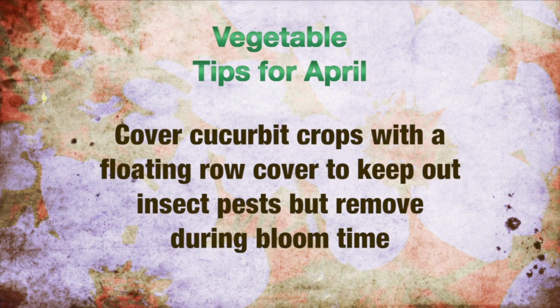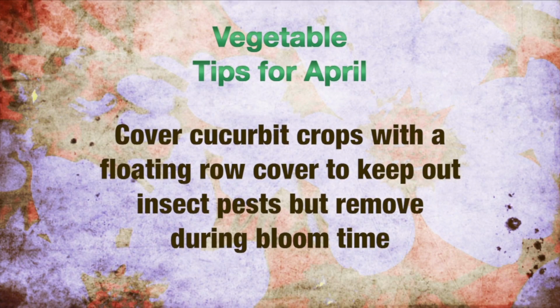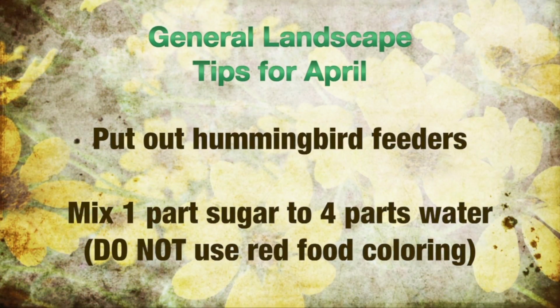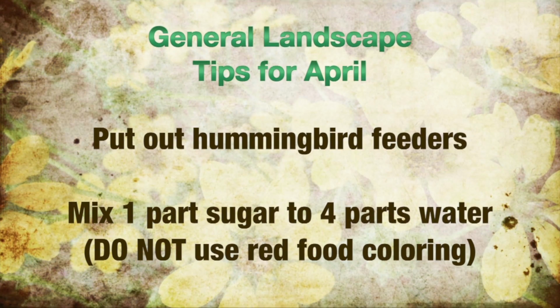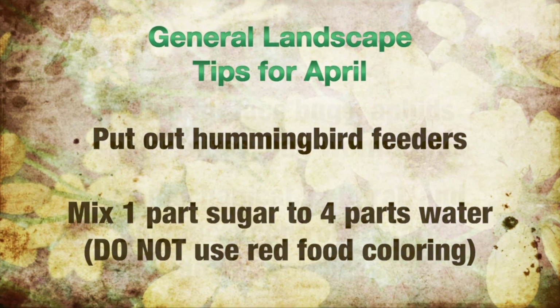Cover cucurbit crops with a floating row cover to keep out insect pests, but be sure to remove them during bloom time. General landscape tips for April are: hummingbirds arrive in Oklahoma in early April. Get your bird feeders ready using 1 part sugar to 4 parts water. Do not use red food coloring.